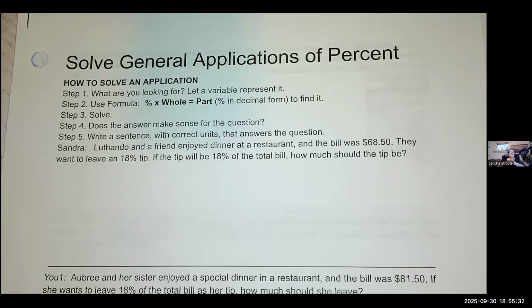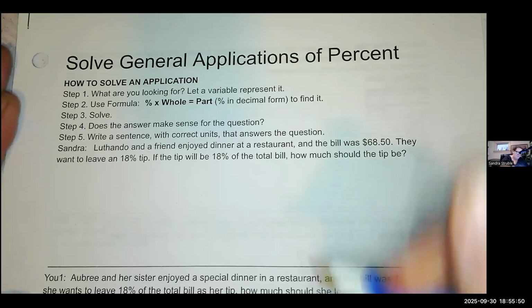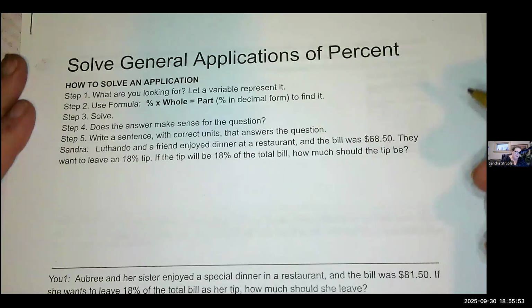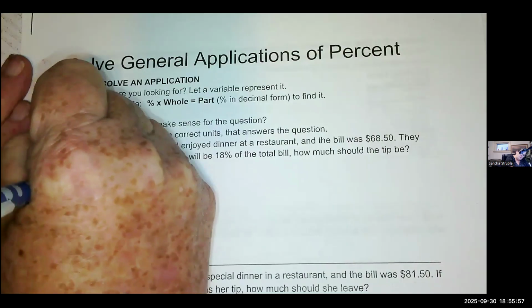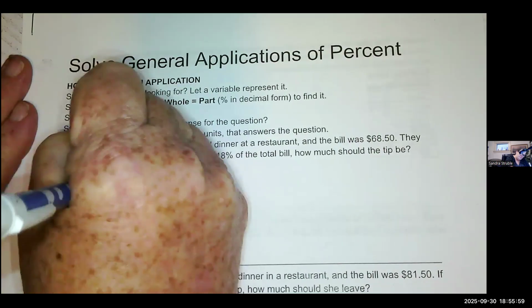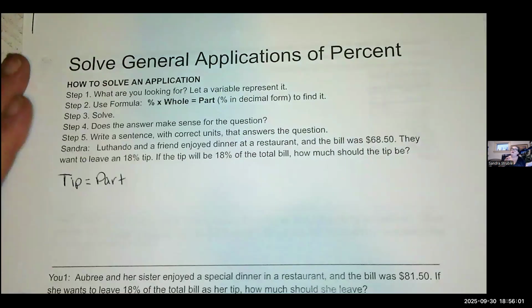And then you're going to write a sentence with correct units that answers the question, because it is a word problem. So the first one we have here is Latondo and a friend enjoyed dinner at a restaurant, and the bill was $68.50. They want to leave an 18% tip. If the tip will be 18% of the total bill, how much will the tip be? Well, the tip is the part. It's not the whole bill, it's part of it.